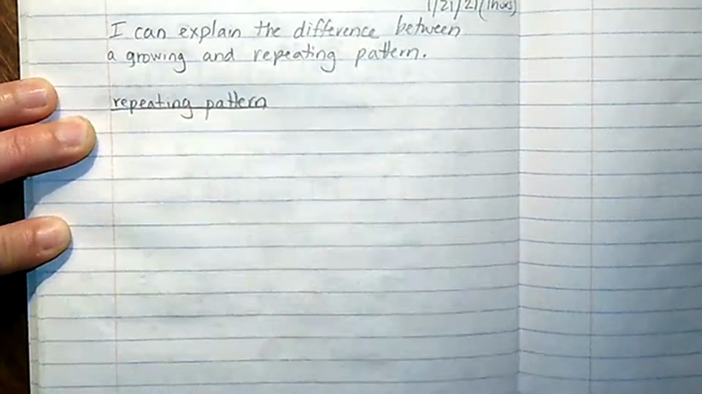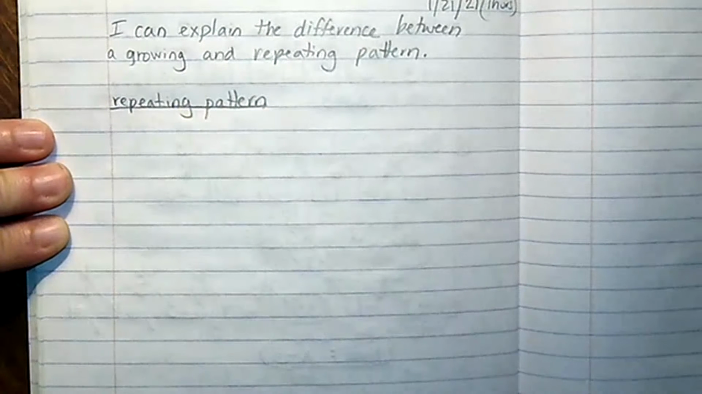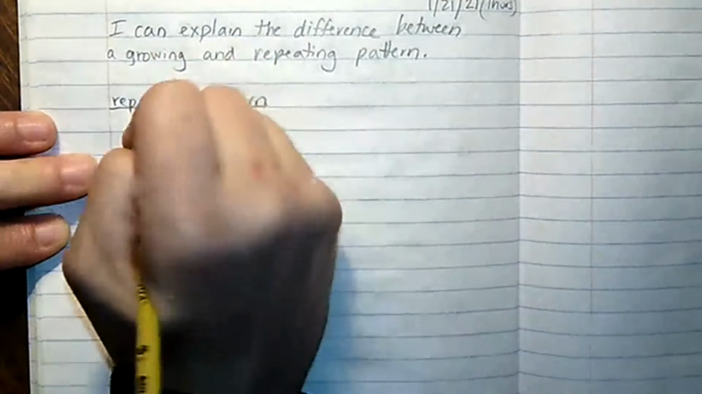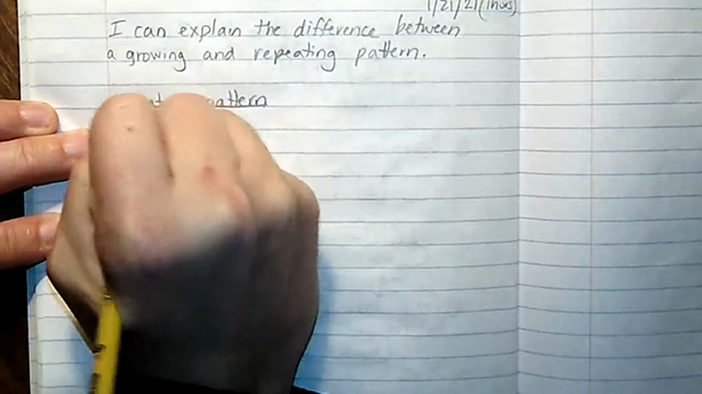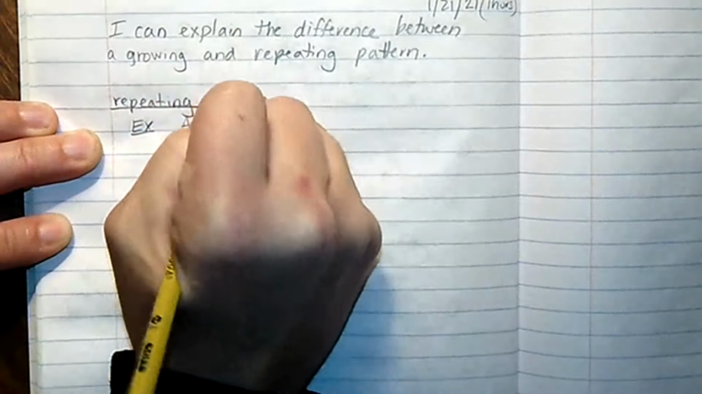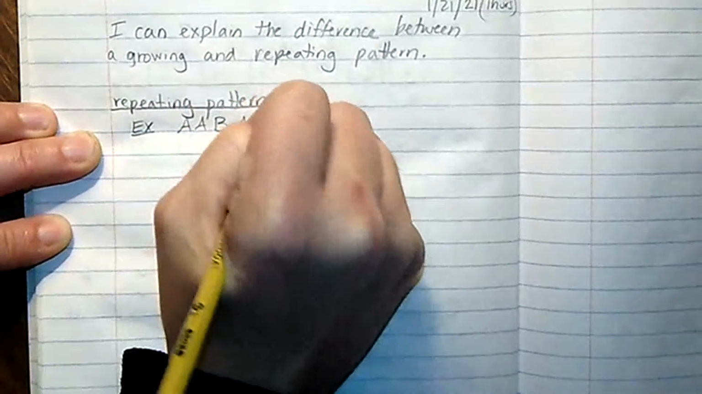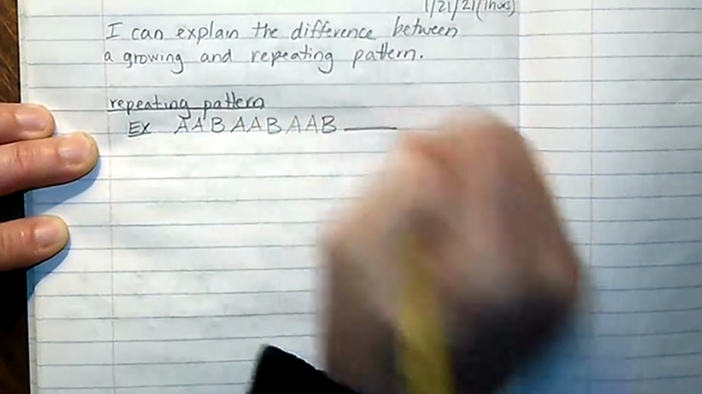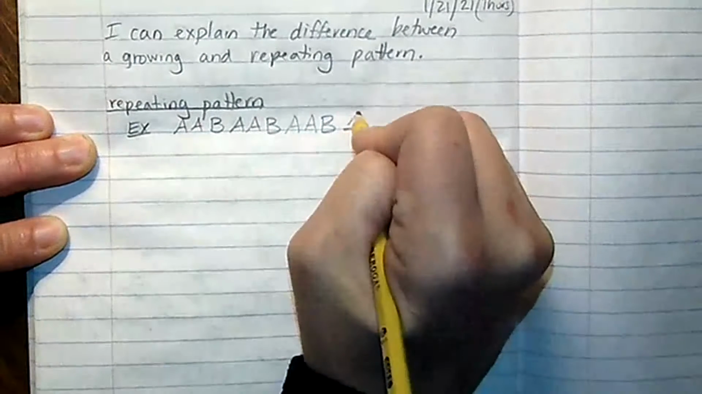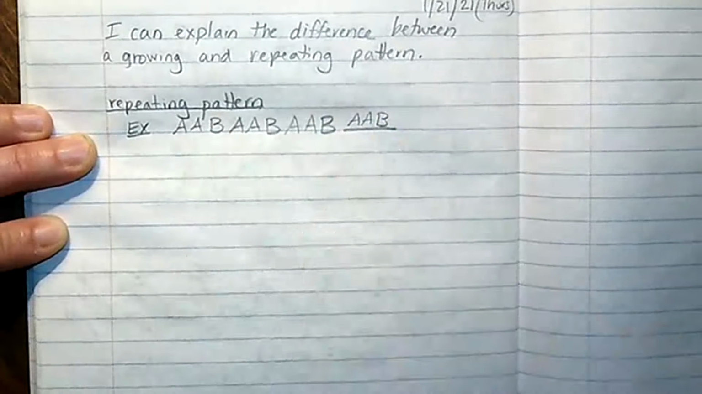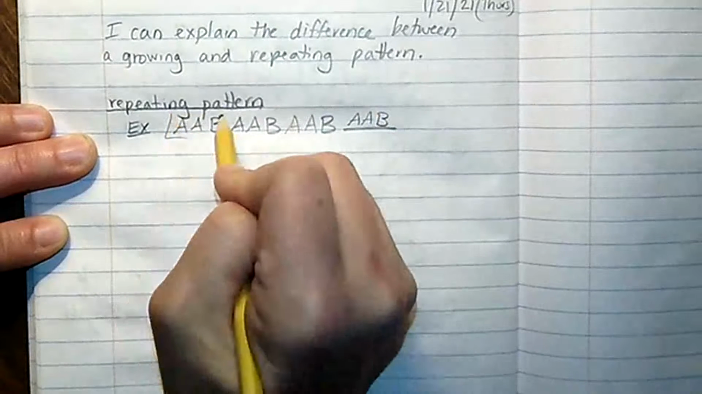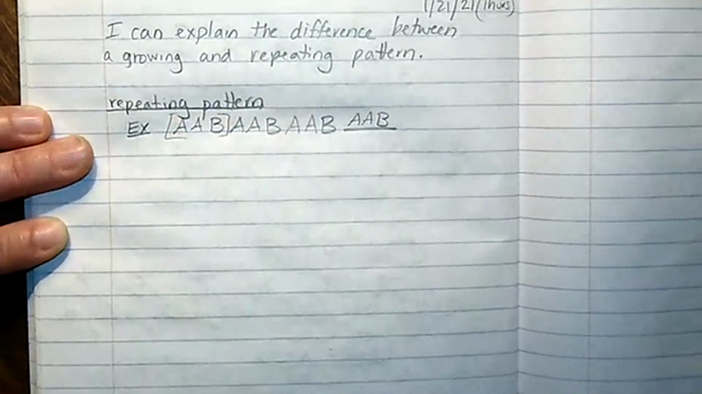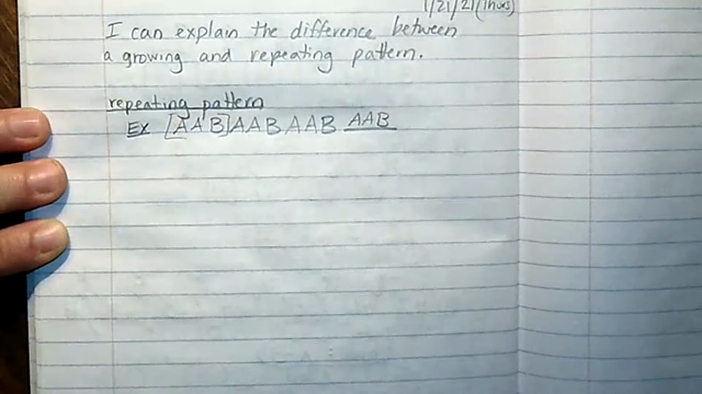A repeating pattern looks something like this. A, A, B, A, A, B, A, A, B. What would come next? A, B, right? It repeats. This is the core, and the whole section just keeps repeating itself over and over again. All right, so that's a repeating pattern.